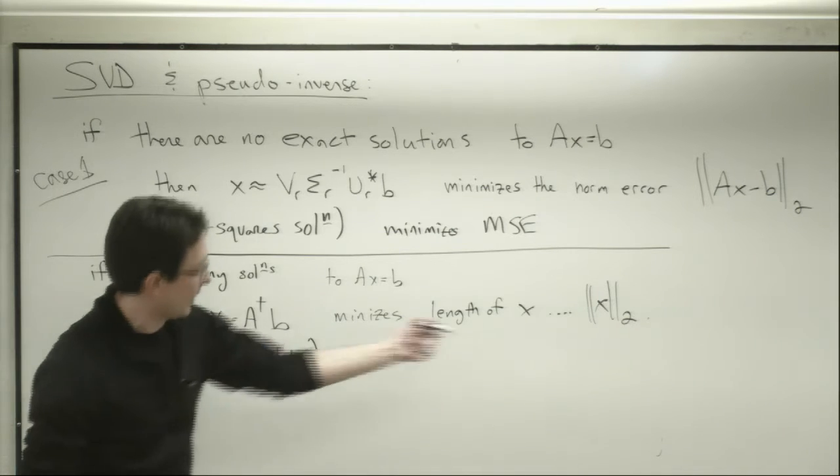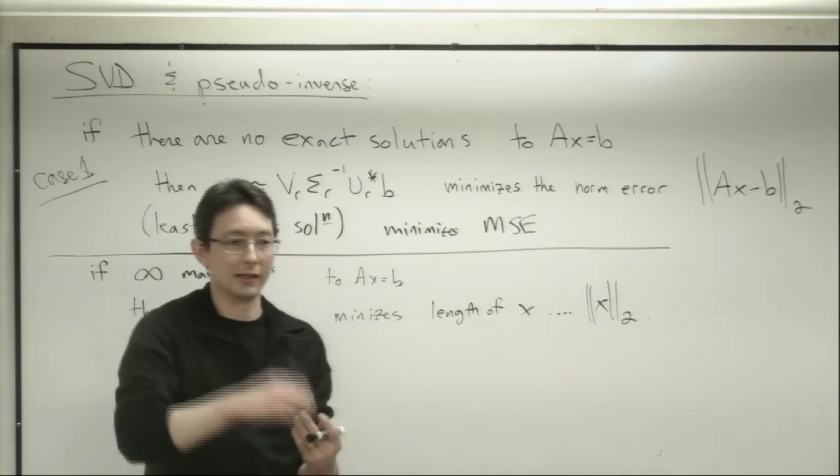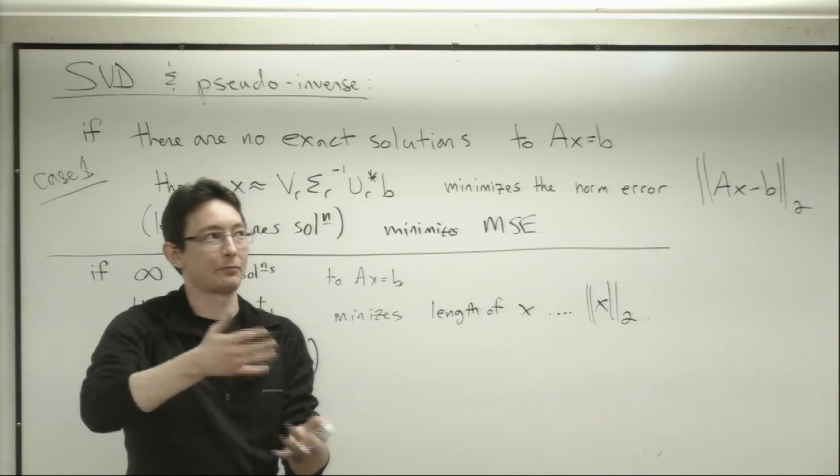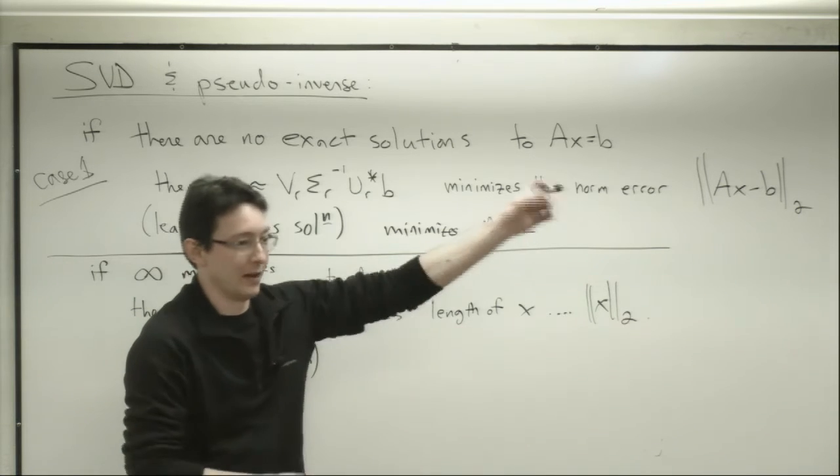So even if there's infinitely many possible x's that solve my system of equations, this might be the best one because it's kind of the shortest, it's the least effort x that gets me a solution. It's the least number of values.